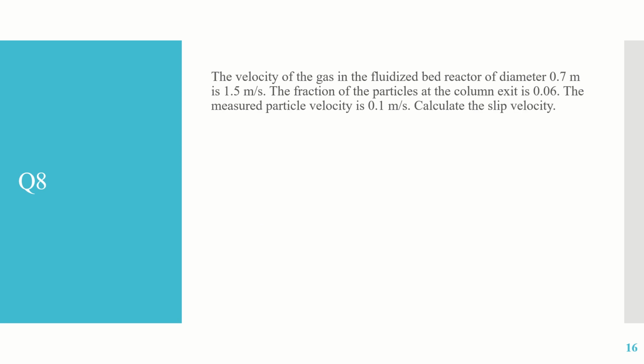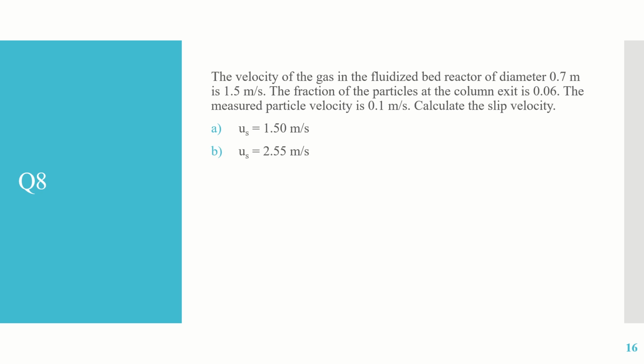So we will go to question 8. In question 8, it is asked that the velocity of the gas in the fluidized bed reactor of diameter 0.7 meter is 1.5 meter per second. The fraction of the particles at the column exit is 0.06. The measured particle velocity is 0.1 meter per second. Calculate the slip velocity.